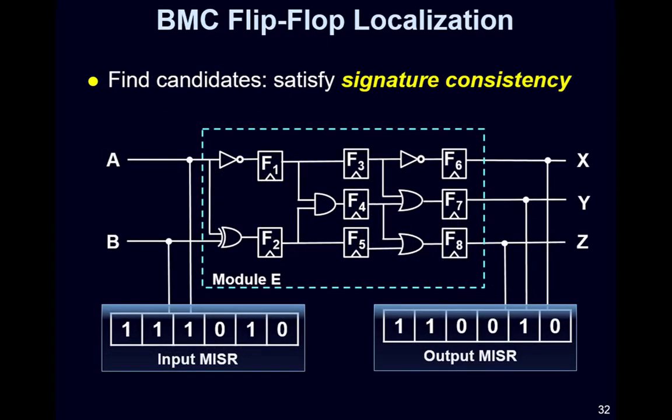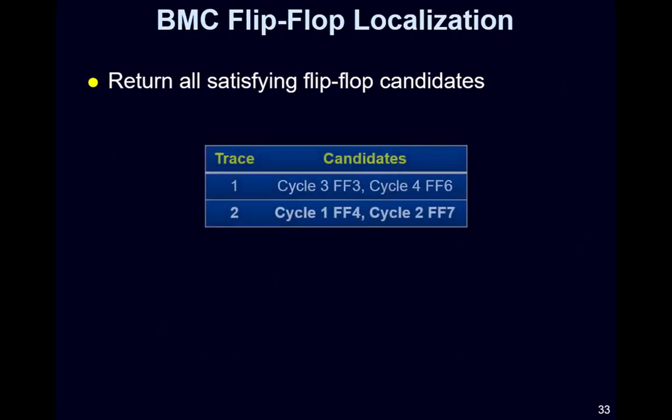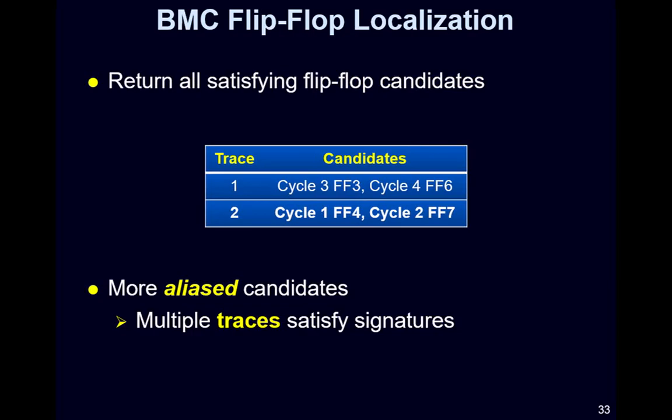Now we again ask the BMC tool to try and satisfy the signatures. Remember that for this Module E, it was unable to satisfy them using the original signatures and not injecting any errors. Now we allow it to inject errors and see if it can find any candidates that allow the signatures to be satisfied. And it returns the solution. Now you'll suddenly notice here that this is a larger number of candidates than we saw when we did this slowly.